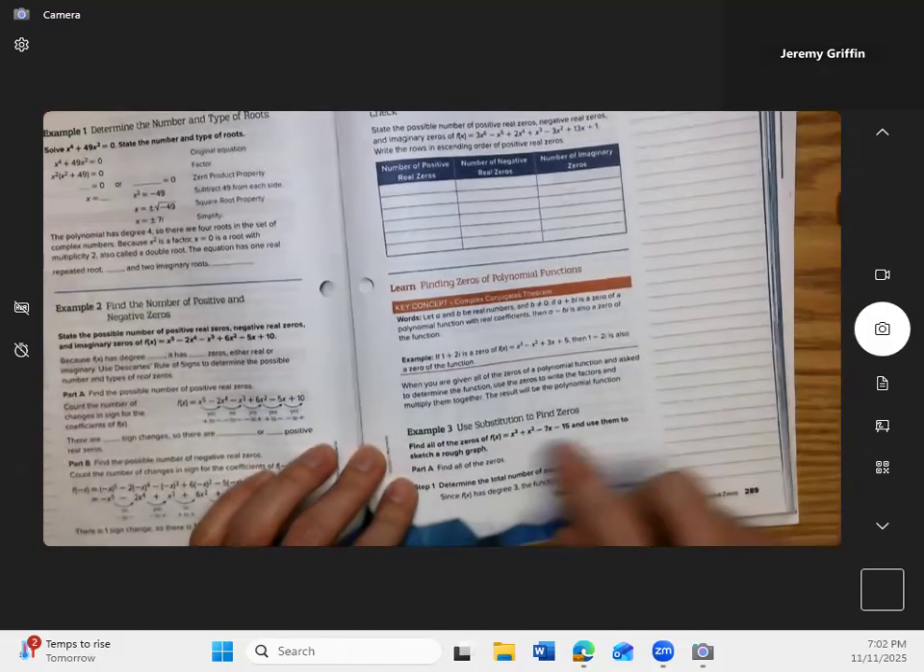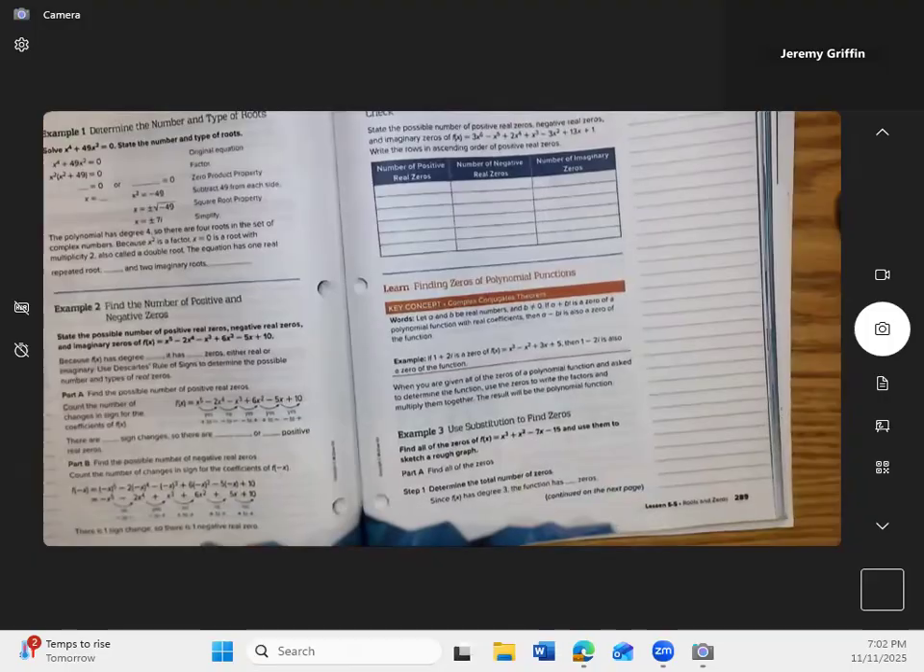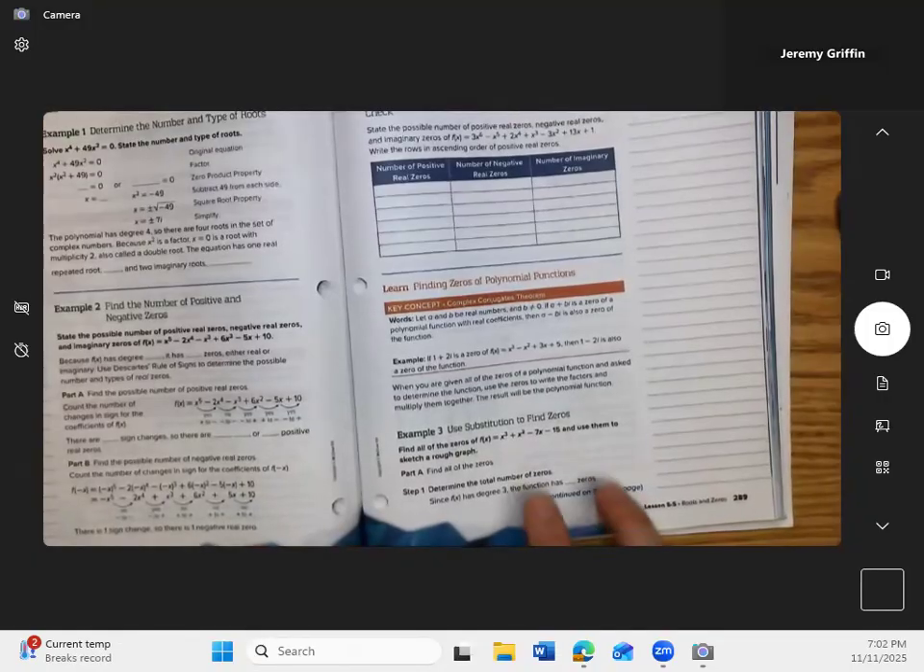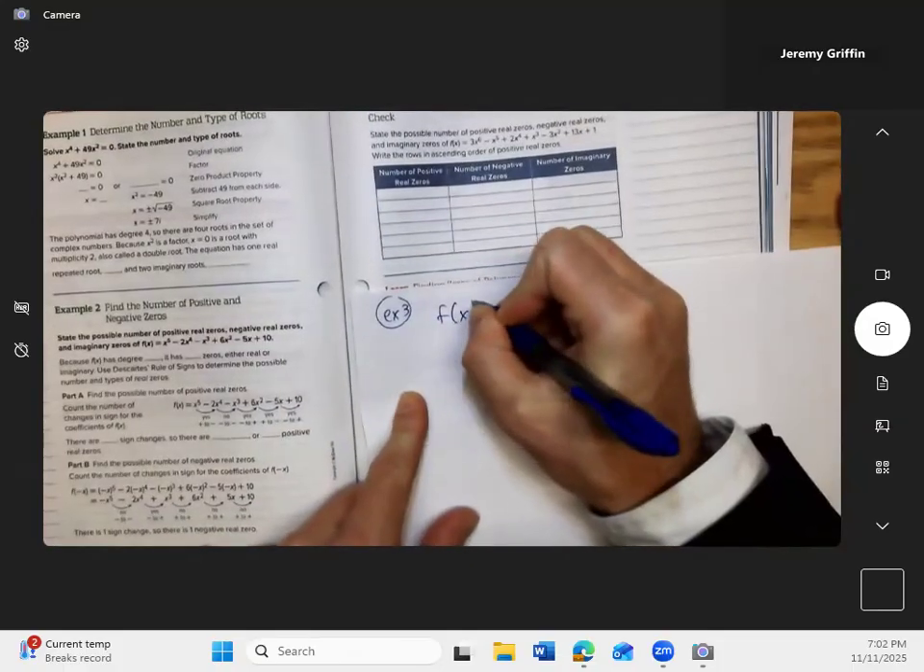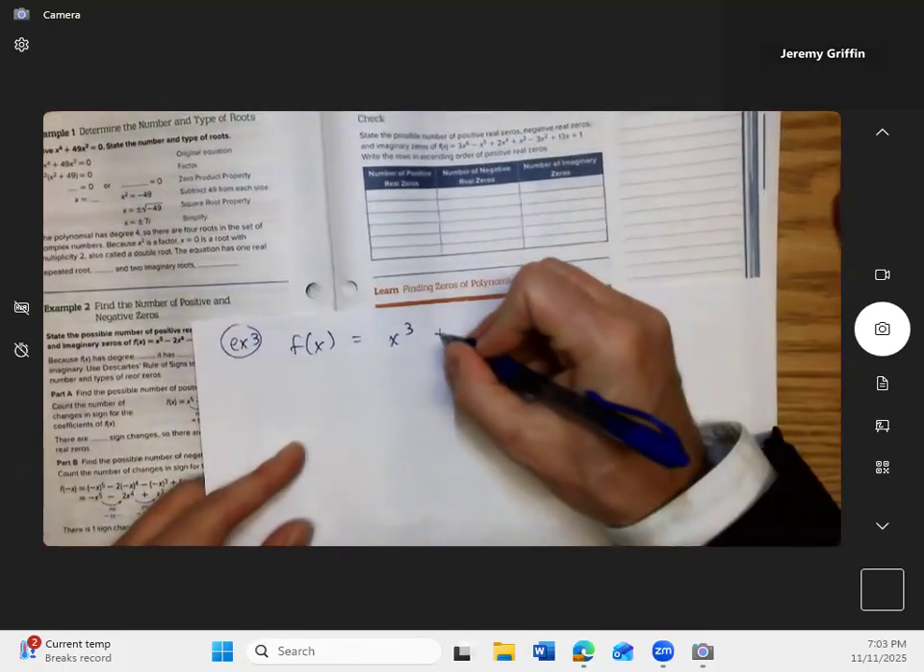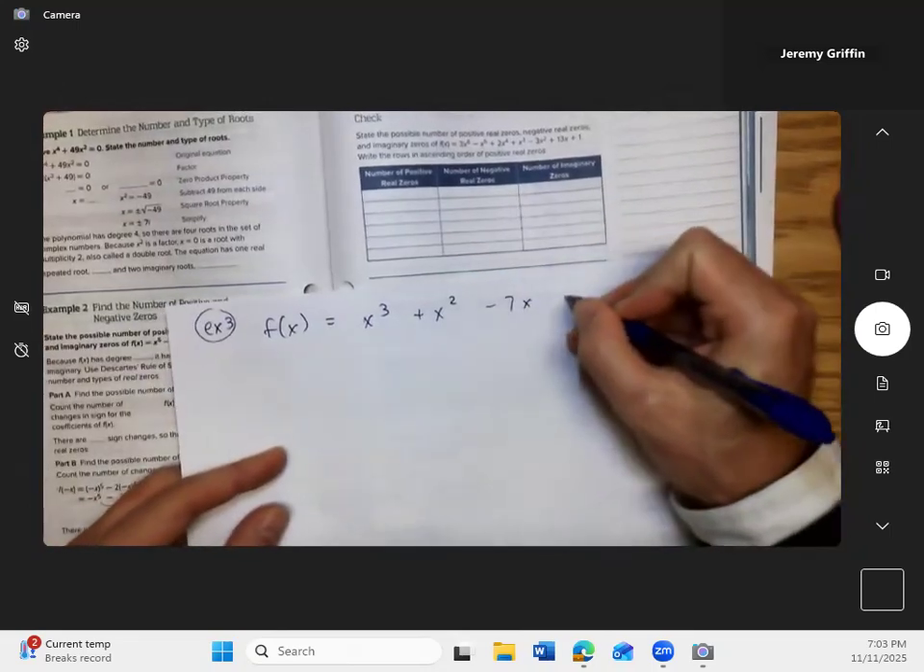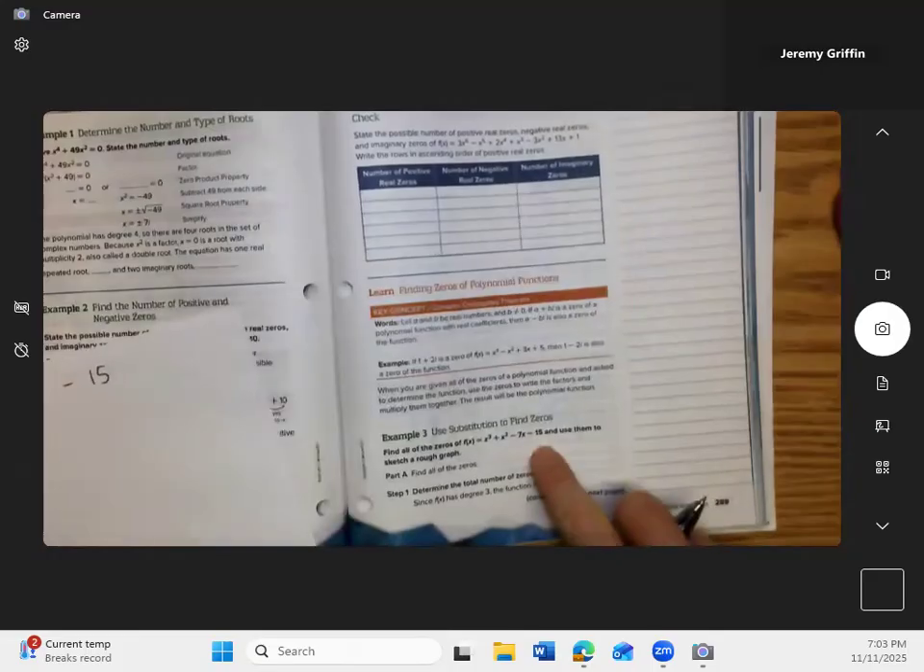Okay. All right, let's do example 3 here. Use substitution to find zeros. Find all the zeros of this function and sketch a rough graph. So example 3 right here. We got f of x is x cubed plus x squared minus 7x minus 15. Right, so something like that.